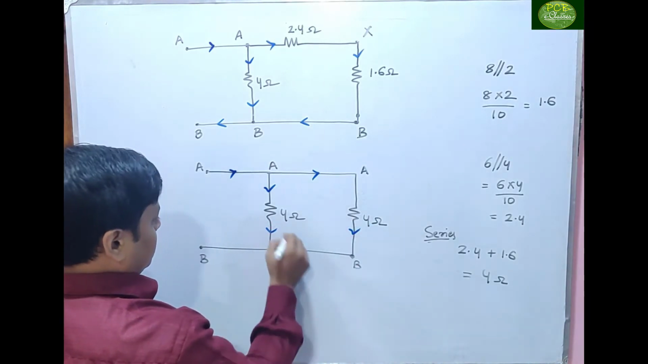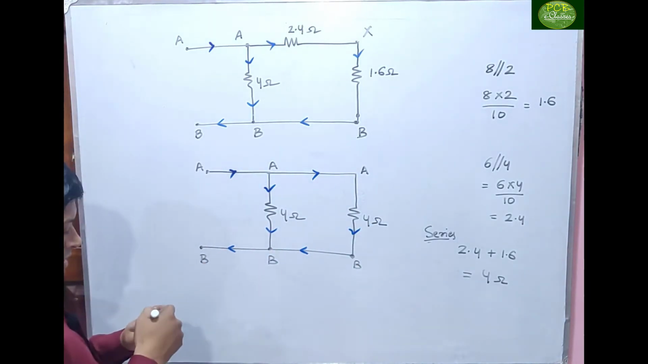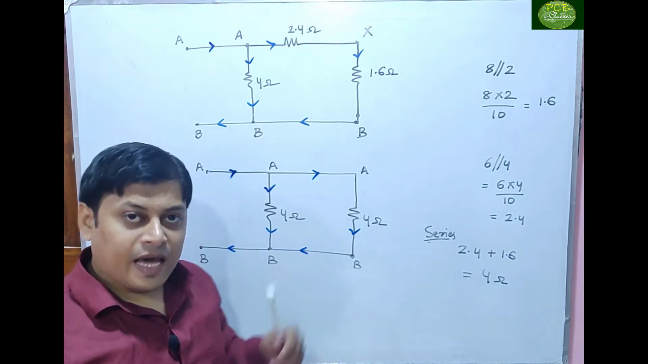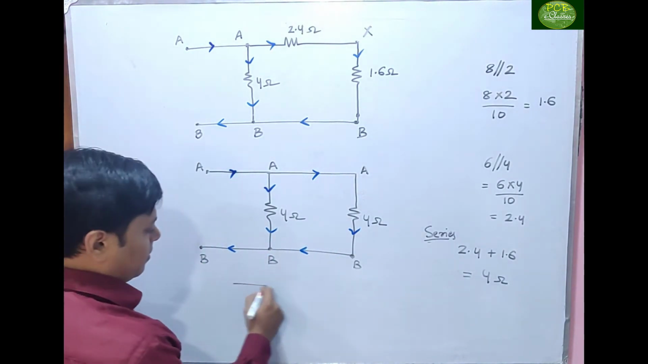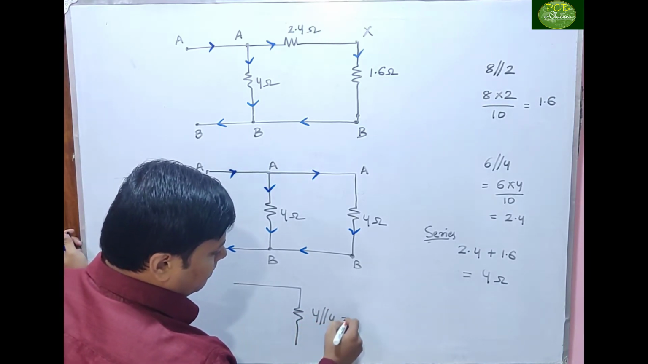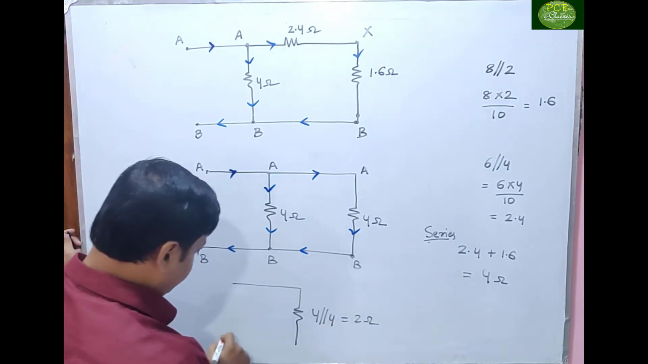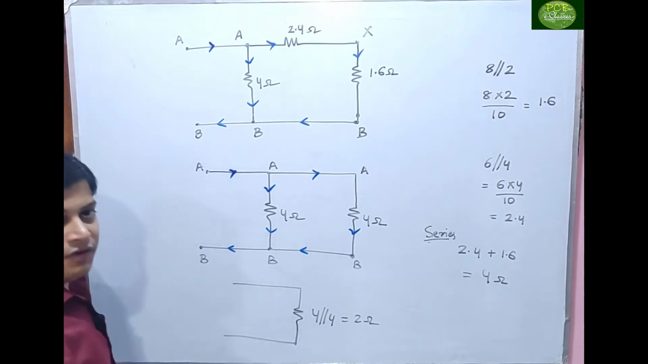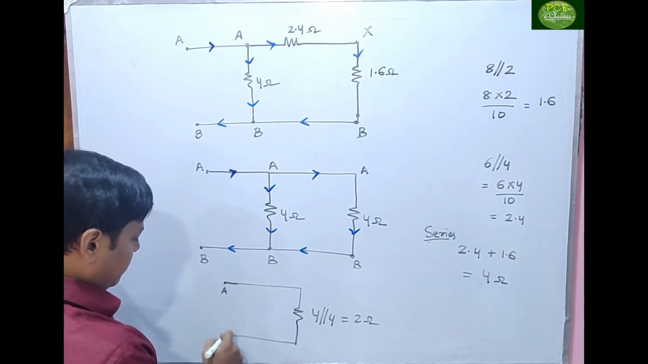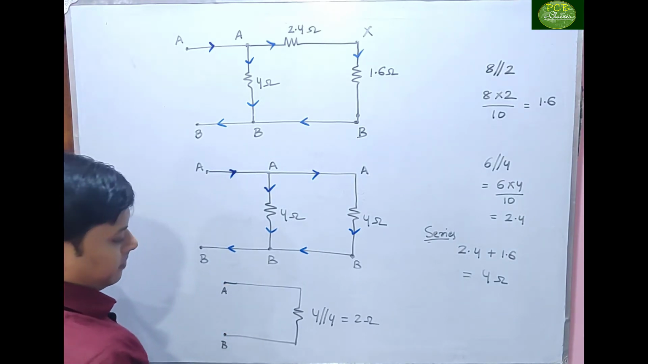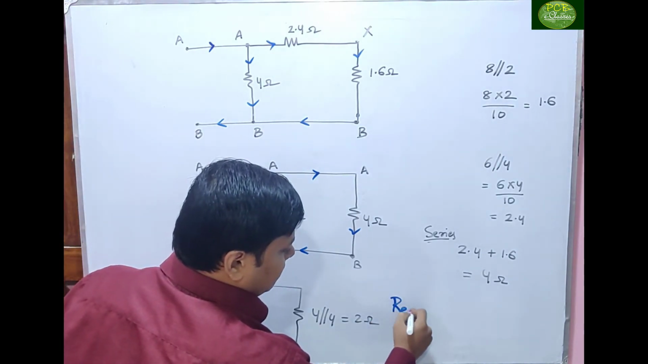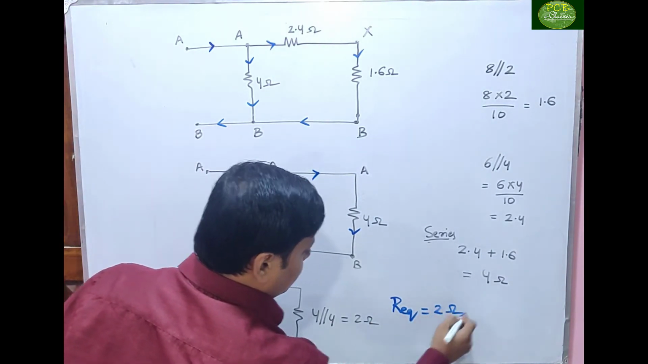It divides and comes back. So from the circuit diagram we can know that 4 and 4 ohm are parallel. So what will be my equivalent? 4 parallel 4 will be equal to 2 ohm. You can calculate it: 4 into 4 divided by 4 plus 4. So this point is A, this point is B. So what is the R equivalent? R equivalent is given as 2 ohm.